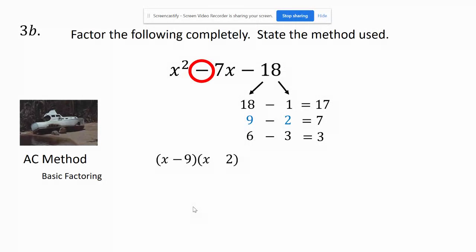And if the last one is negative, I am going to make the other one then a positive, because the only way I can get a negative is if the signs are different. All right. Now, if this had been a positive, the signs would have been the same, either both negative or both positive, but that's not the case on this one.